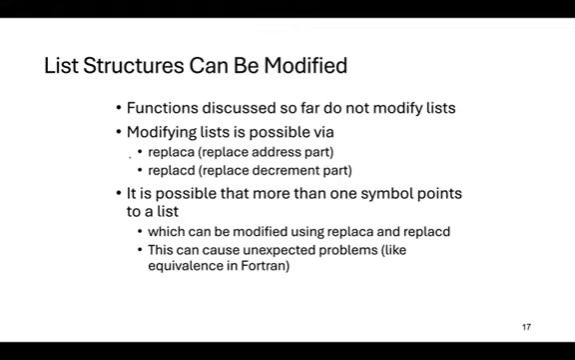But we have some functions that can create a modification: replace A, which replaces the address part, and replace D, which replaces the decrement part. So it's possible that more than one symbol points to a list. However, that causes the issue that it can be modified using these two functions, and that can cause unexpected problems, like the equivalence in Fortran.